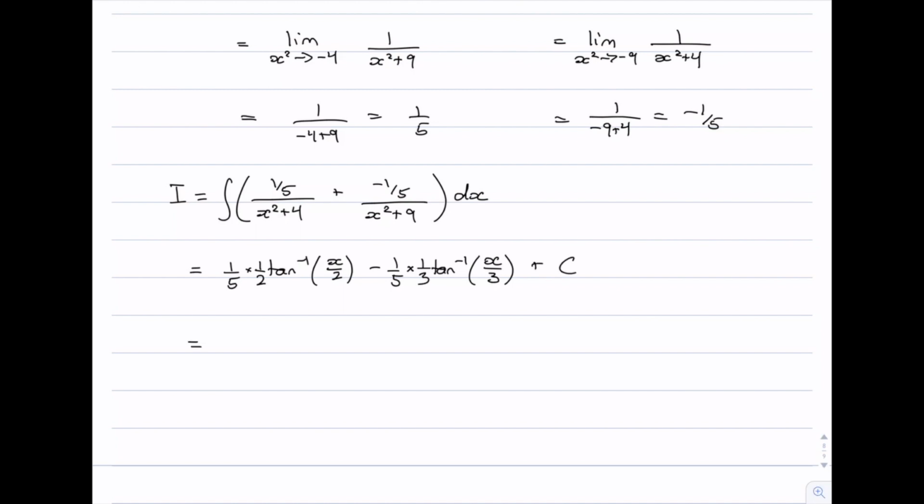And I suppose that we can just calculate the product of these fractions. So we have 1 on 10, tan inverse of x on 2, minus 1 on 15, tan inverse x on 3, plus a constant. And that is our final answer.